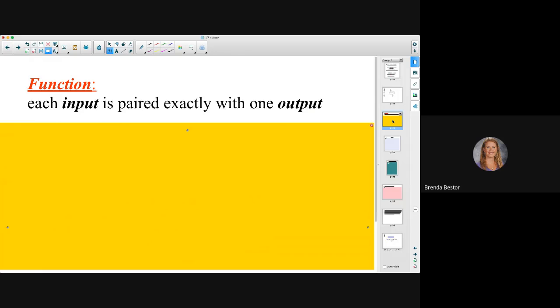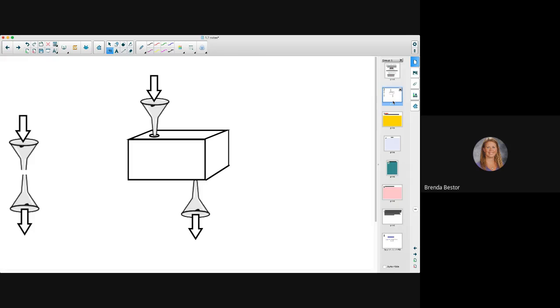So you can't put something into the function machine and then have 2 different things come out of it. That's not okay. Like here's our function machine. We can't put an X in here and then out the bottom pops out a Y and a Z. Whatever you're putting in there, there's only one construction or one function that's going to happen.